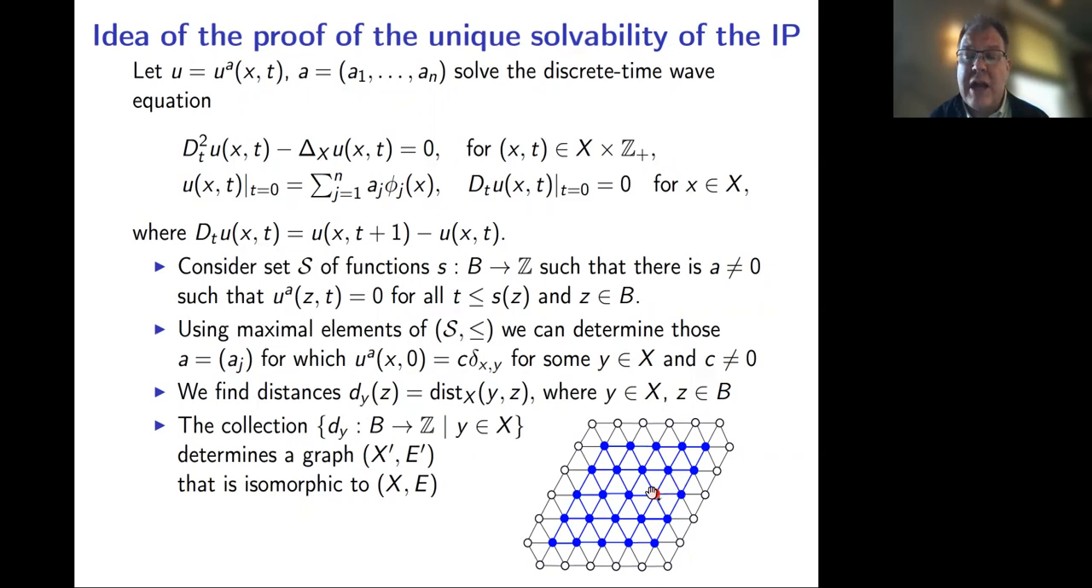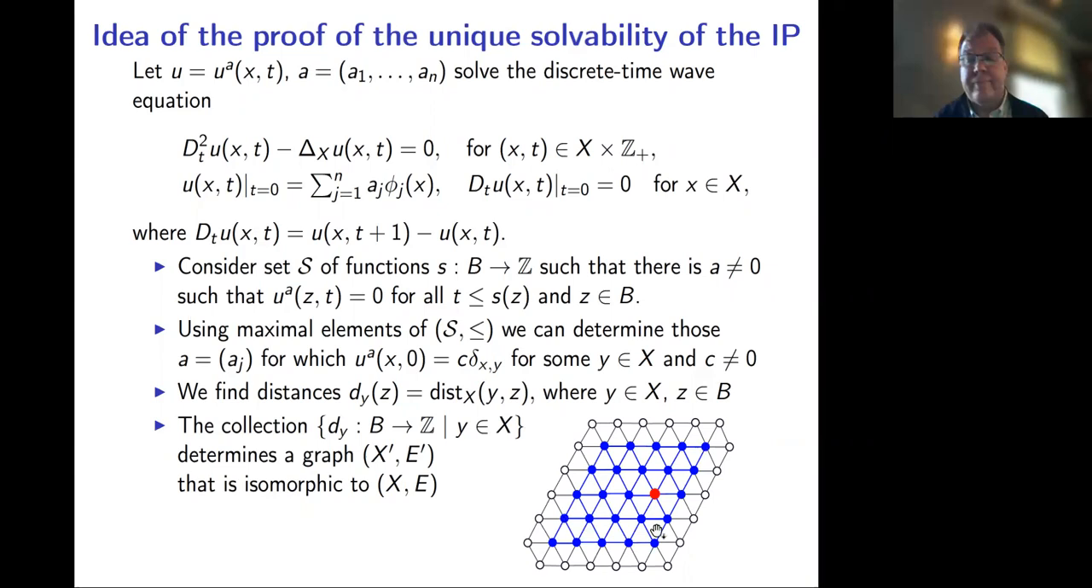So we reconstruct the boundary distance functions that are widely used, for instance, in the theory of the boundary control method. And by using the two-point condition, we can see that the collection of all boundary distance functions determines a graph that is isomorphic to the original graph. So these are the basic ingredients of the proof.